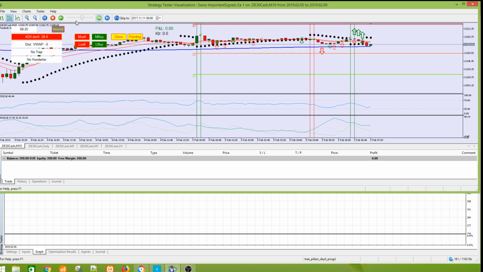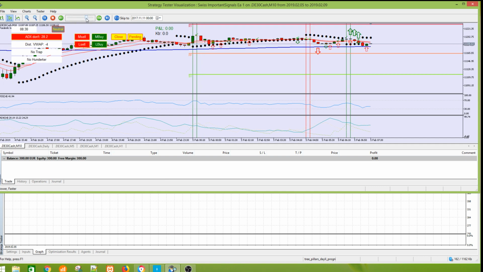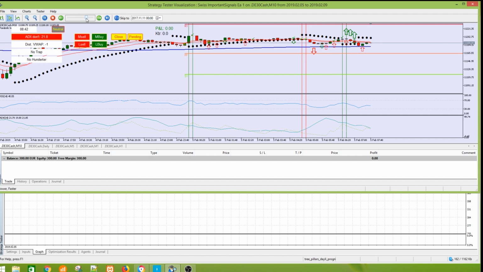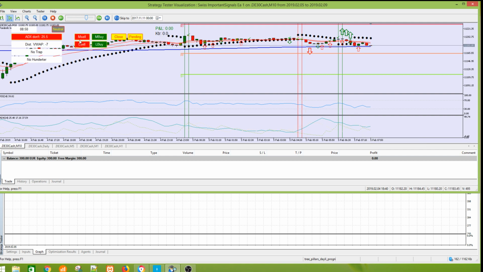So make it a bit faster. One bar is 10 minutes. We have here the ADX, and if it is low, these buttons are blocked because no trend, no trade.